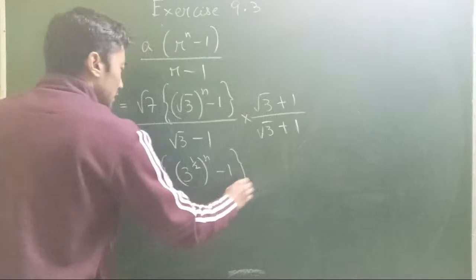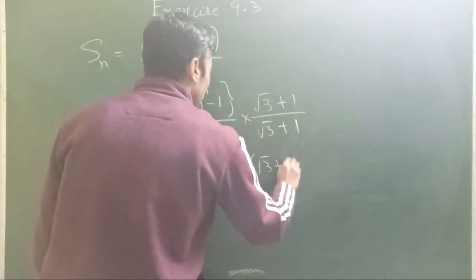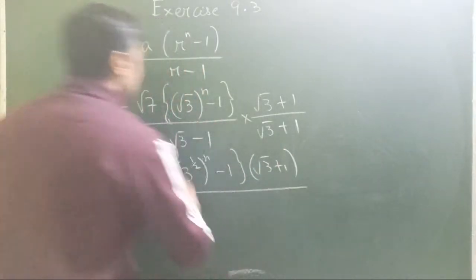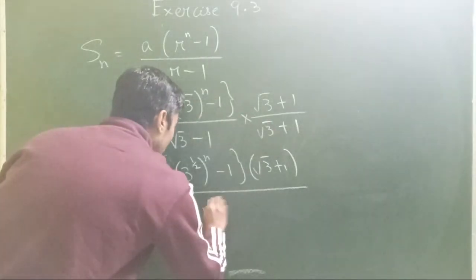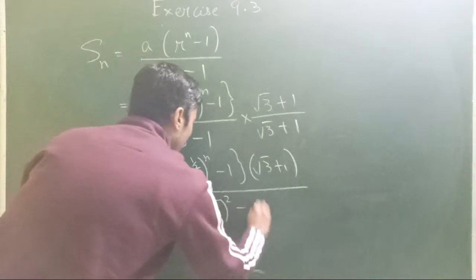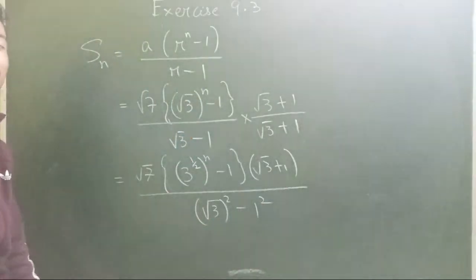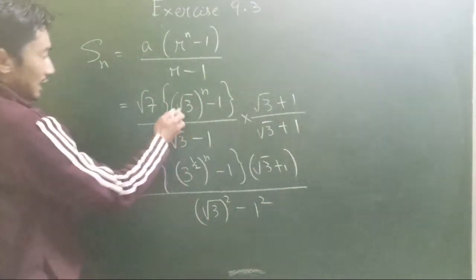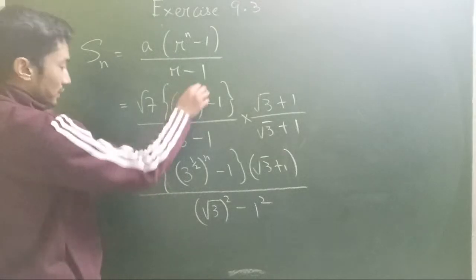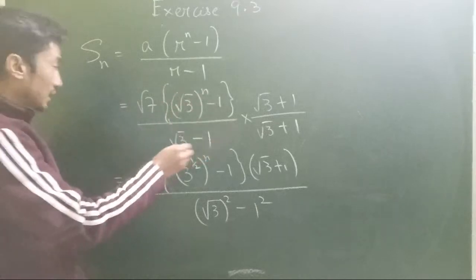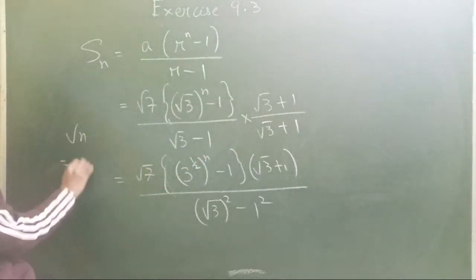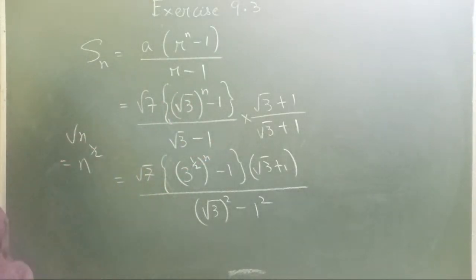Root 3 power n minus 1, into root 3 plus 1, divided by root 3 minus 1 into root 3 plus 1. a plus b into a minus b is a square minus b square, right? And square root of 3, as I said, I think everybody knows, means 3 power 1 by 2. Not only for square root of 3, square root of n, root over n is n power 1 by 2.